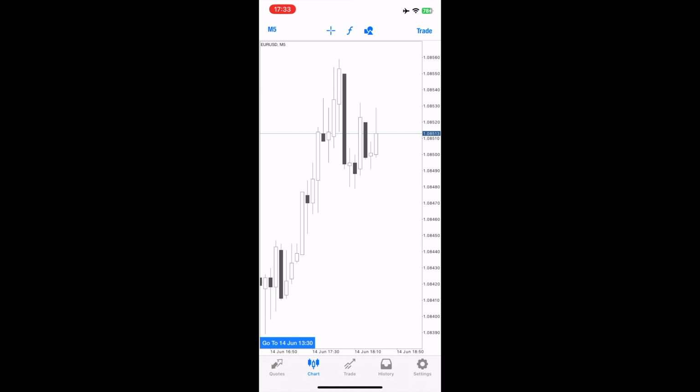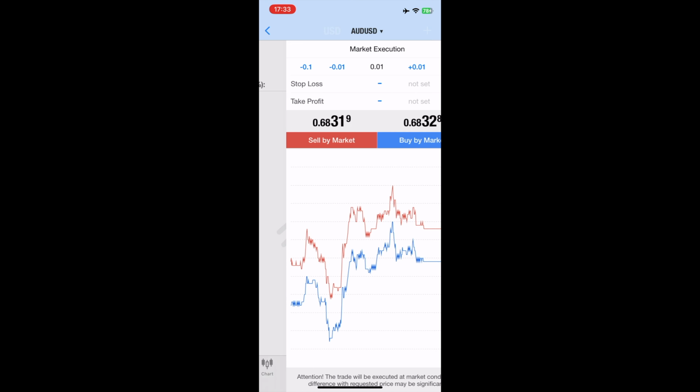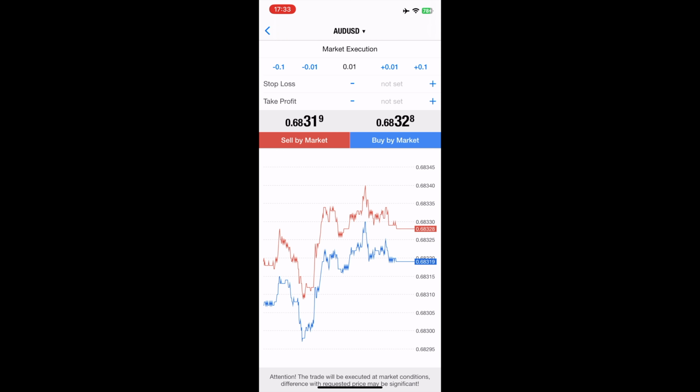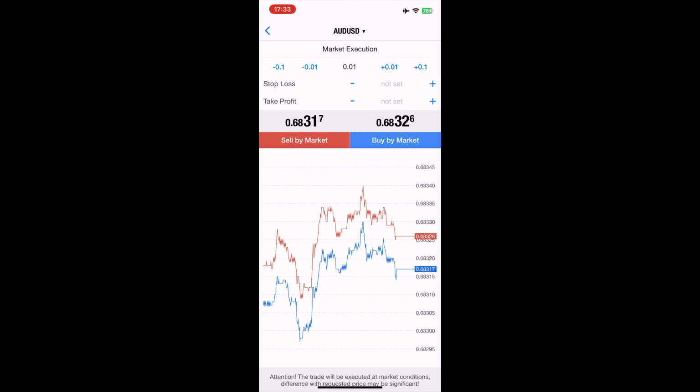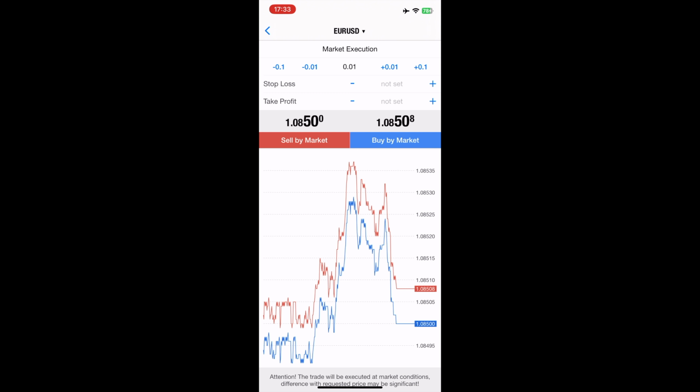Now, let's say I've done my analysis on TradingView and I believe that EU will sell down from here. I can just click on trade, click on this plus sign here, and it is already a market execution. But don't forget, up here is still showing AUD USD. So make sure you are very conscious of that. So I'm going to change this now to Euro USD and market execution.